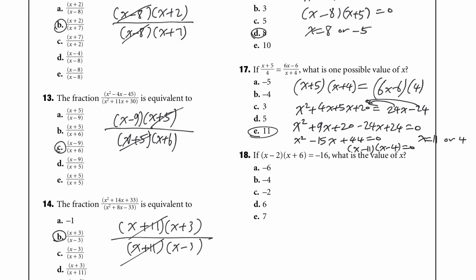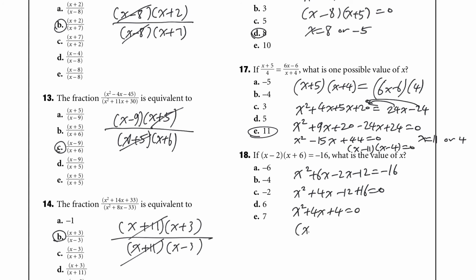x minus 2 times x plus 6 is equal to negative 16. What is the value of x? Again, I'm going to first expand the brackets like this. And I'm going to move the 16. Oops. This is going to be plus 4x minus 12 plus 16. So x squared plus 4x plus 4 is equal to 0. So like this, x is equal to negative 2.